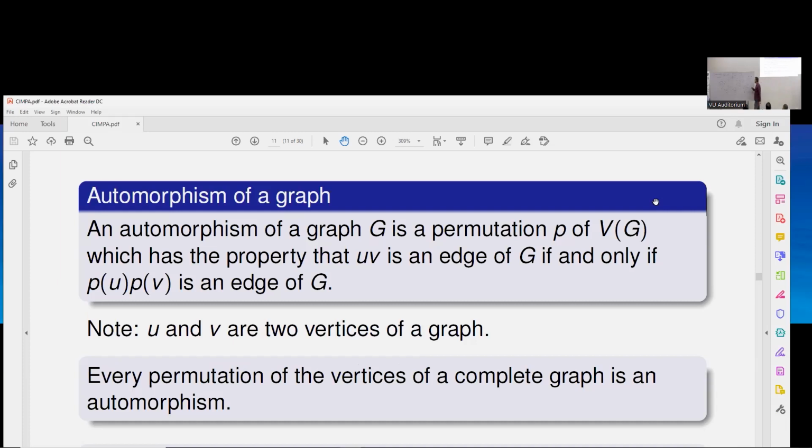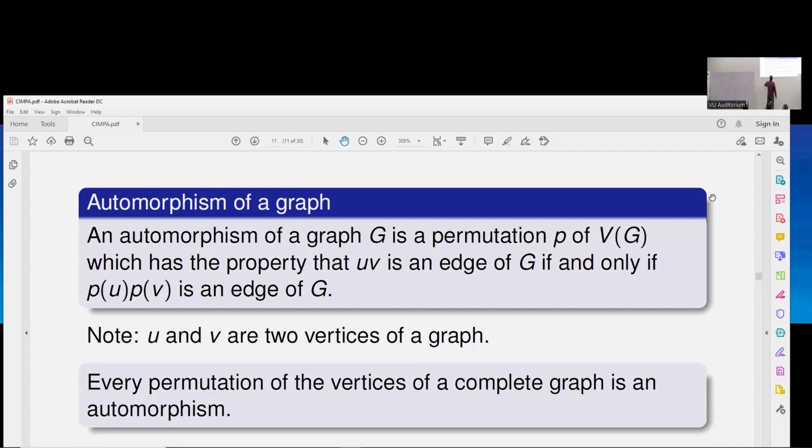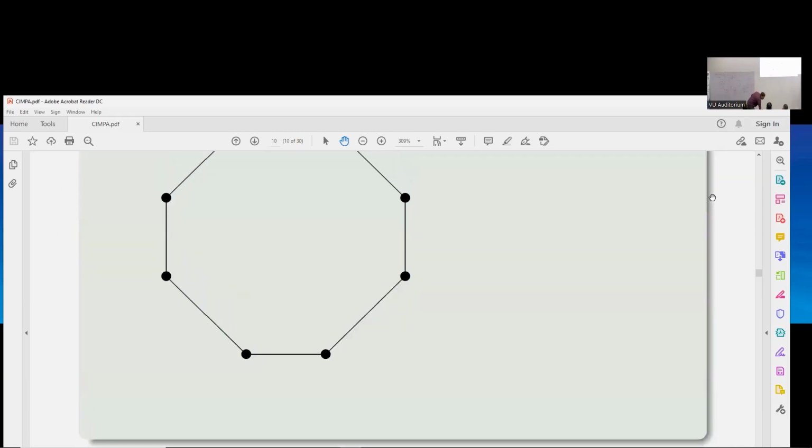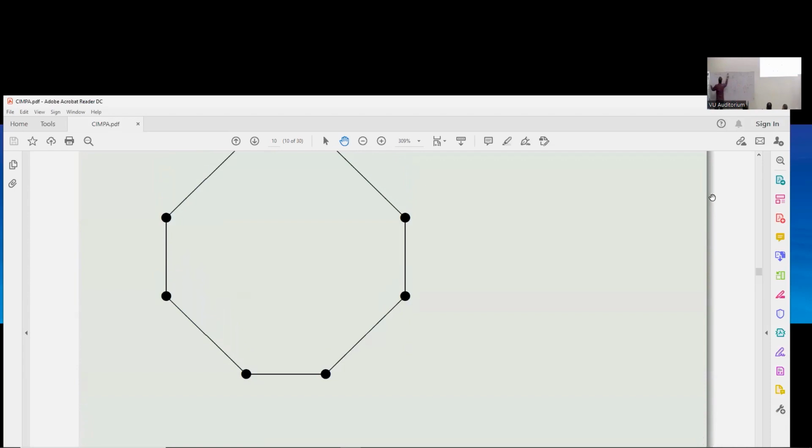So let me just illustrate it for those who are by chance not students in graph theory. If the notation for this vertex is u and the notation of this vertex is v, then the notation for this edge is uv. Okay? So edge uv. So uv is an edge if and only if p(u)p(v) is an edge. So we can stop here because I want to give a few examples, because I don't want to lose some students here in case it's unclear what an automorphism is.